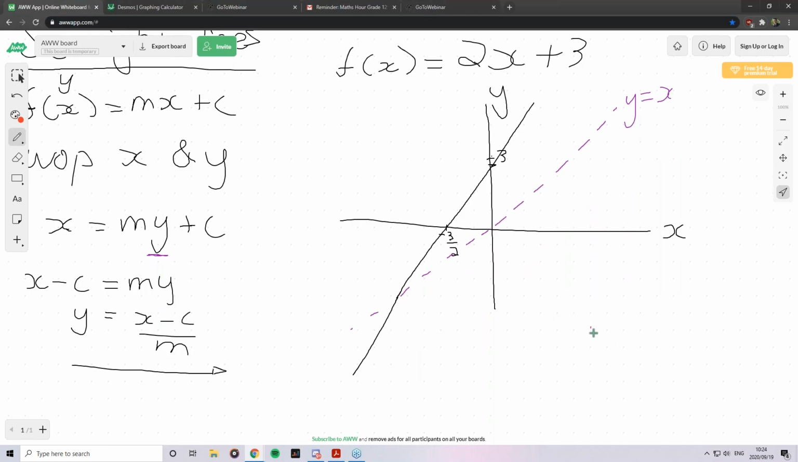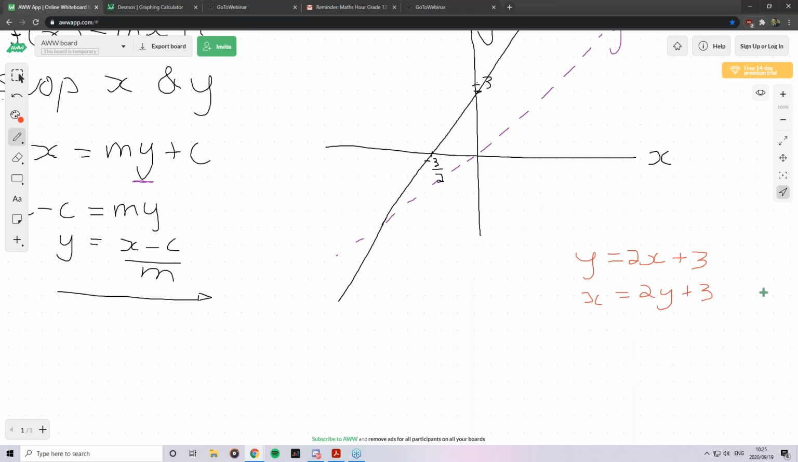So we say we have y equals 2x plus 3. Swapping x and y, we have x is equal to 2y plus 3. And then solving this all the way down, we get y is equal to x over 2 minus 3 over 2. Now, this is another straight line, and this straight line has an x cut at 3 and a y cut at minus 3 over 2.